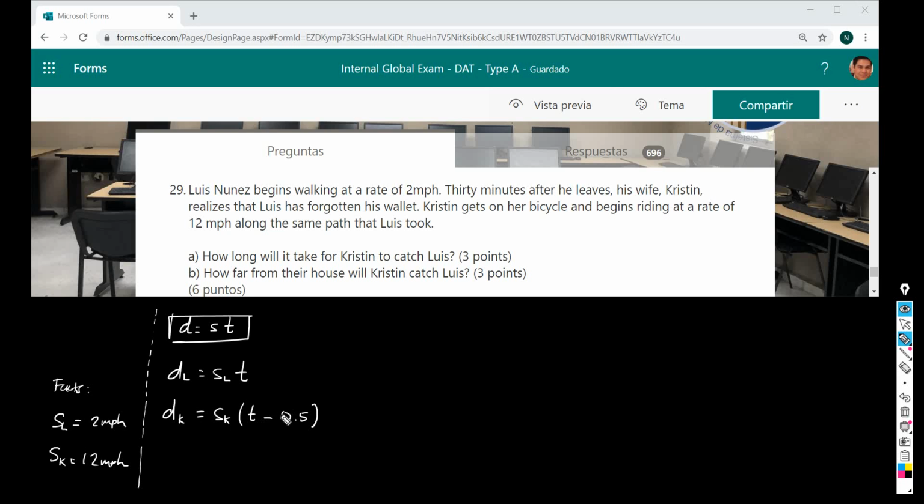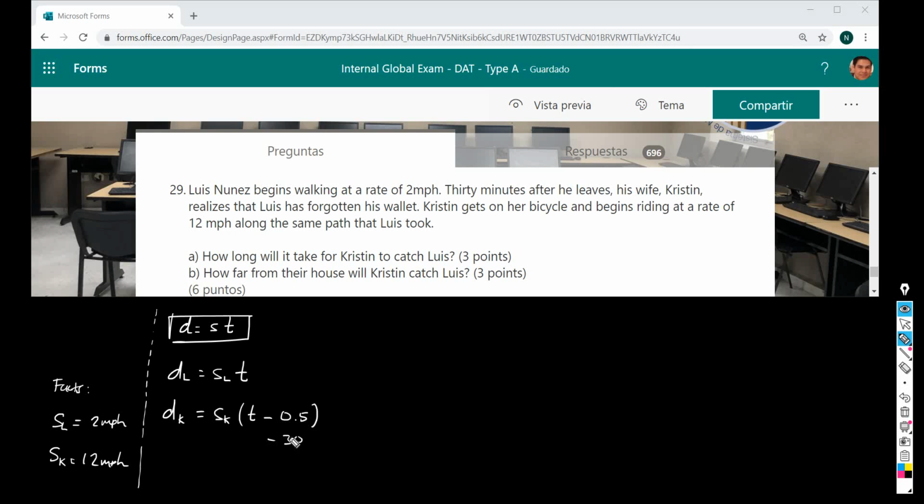Okay, why do we make this little change to the time? Because she leaves 30 minutes after Luis. T represents the time that starts at the point in which Luis starts walking. Okay, you can imagine that this is a clock that gets turned on at the time he leaves the house. You see, this is a time with reference to Luis. And if I want to use it for Christine, I need to add this, minus 0.5.